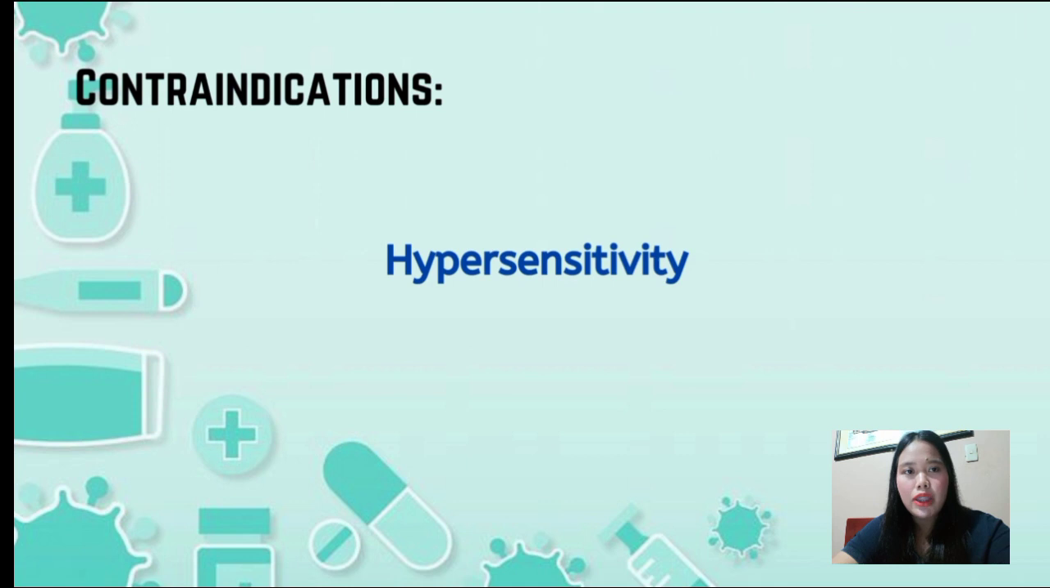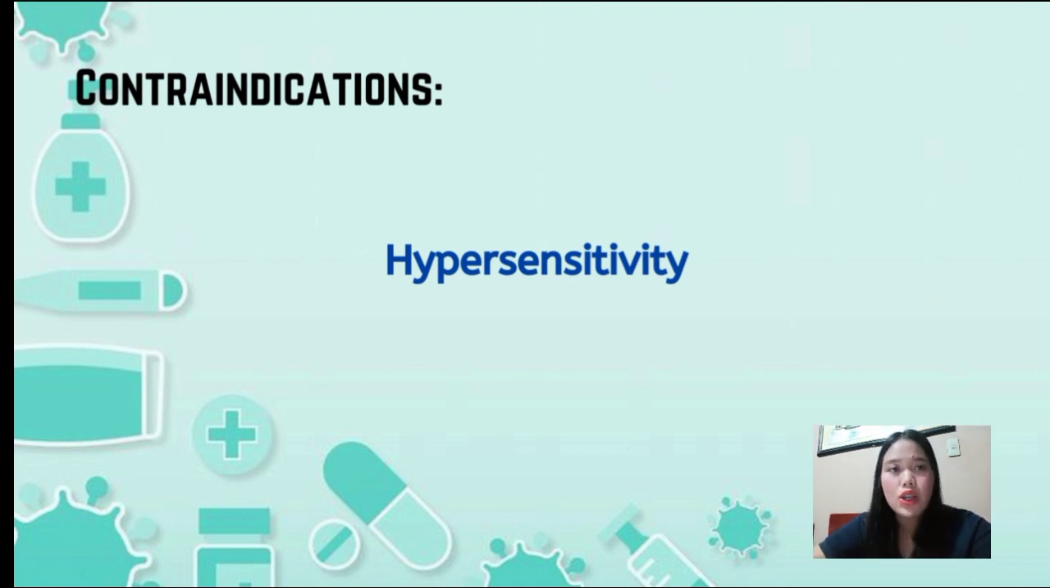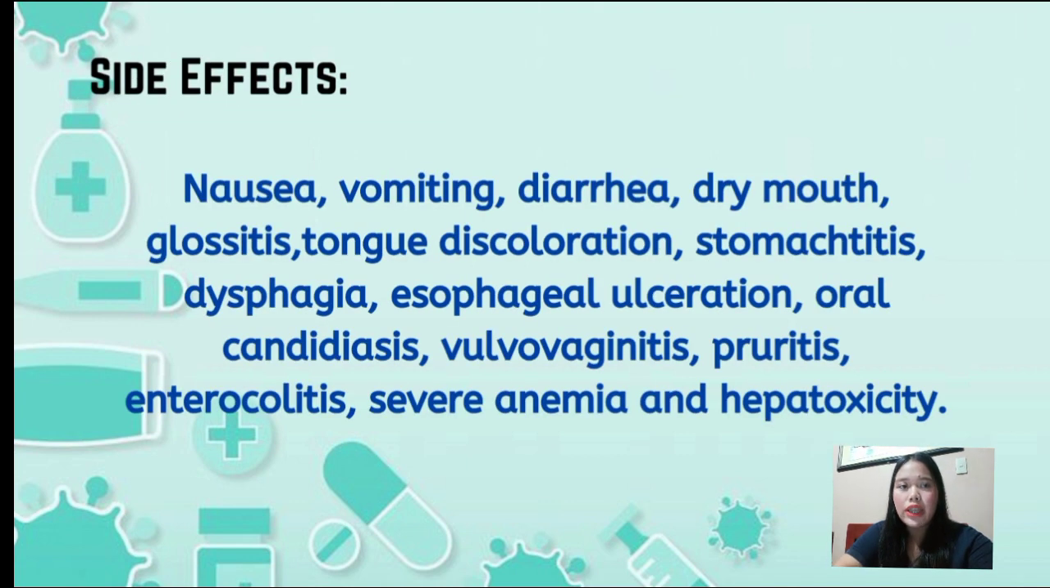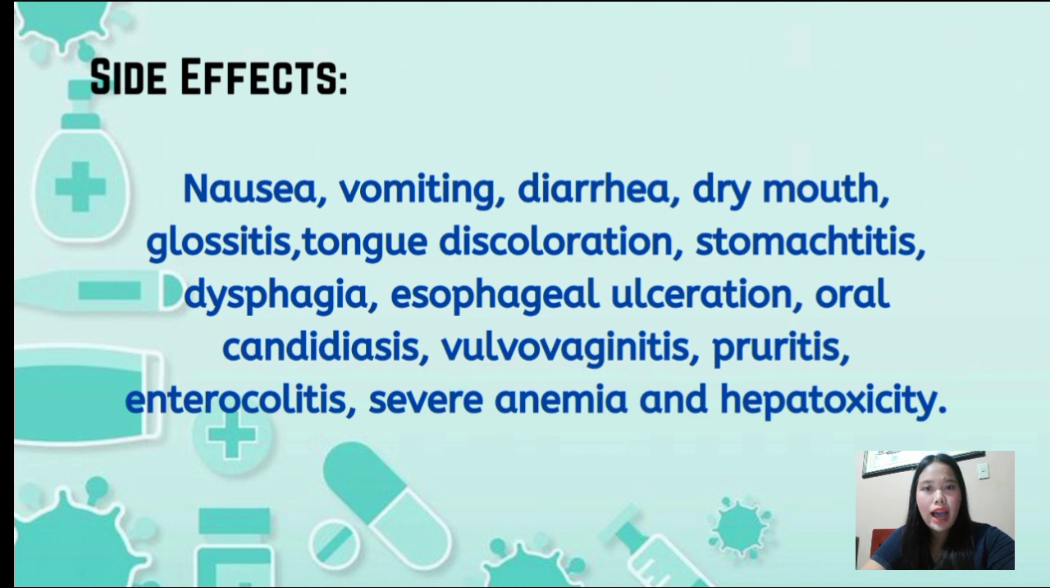Contraindications of the RightMed doxycycline: hypersensitivity, although hypersensitivity reactions to these antibiotics are rare. For the side effects of the RightMed doxycycline: nausea, vomiting, diarrhea, dry mouth, glossitis, tongue discoloration, stomatitis, dysphagia, esophageal ulceration, oral candidiasis, vulvovaginitis, pruritus, enterocolitis, severe anemia, and hepatotoxicity.